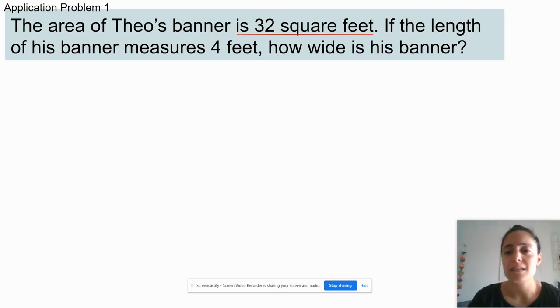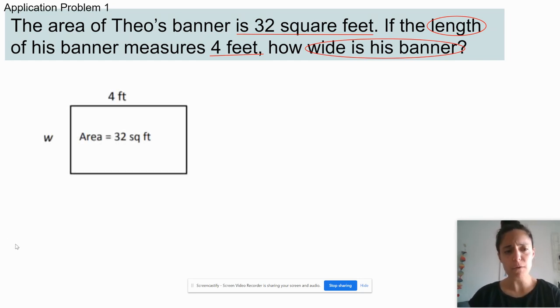The next sentence says, if the length of his banner measures 4 feet, how wide is his banner? There are some things in this sentence that we need to break down. The first one being, if the length of his banner measures 4 feet. What's important there? I know the length is important, so I circled that, and I know it measures 4 feet. The question really is asking, how wide is his banner? So I'm going to circle or underline that as well, because that's really important.